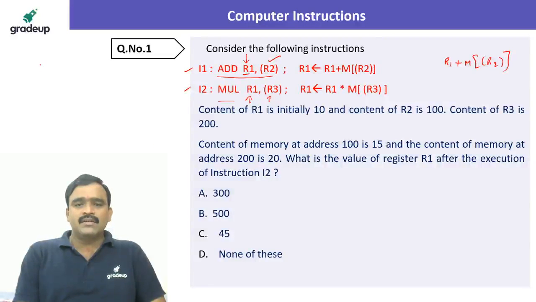So what is the content of R1 initially? The content of R1 is 10 and the content of R2 is 100. Content of R3 is 200.